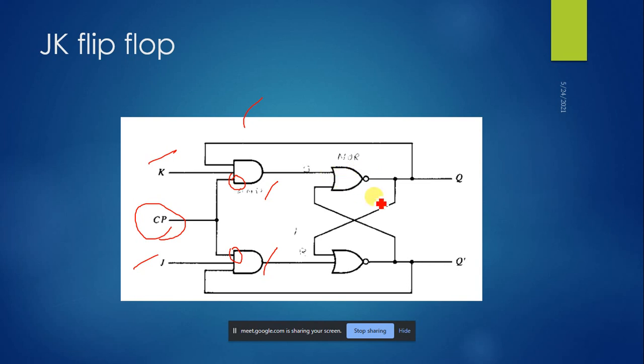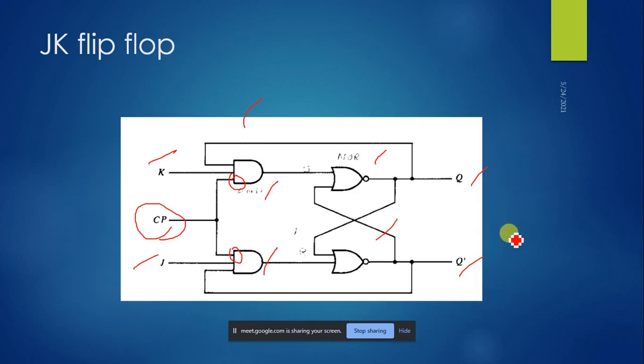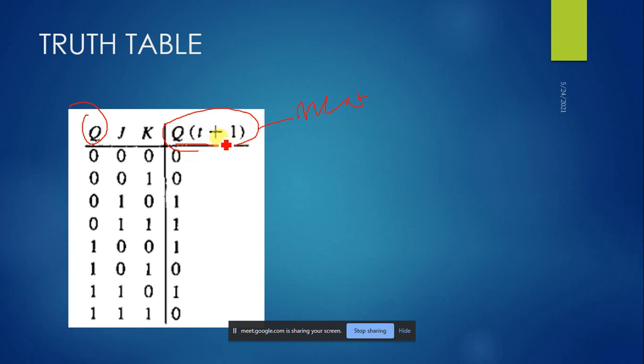The output of this is given to your regular latch circuit, which is made up of NOR gates. It has two outputs, Q and Q dash or Q complement. Coming to the truth table, we have the Q plus 1 state, which is the next possible state, where Q is the current output state. That means when the clock pulse is triggered, the next possible state is the Q(t+1) state.